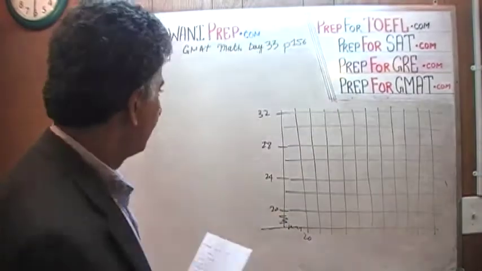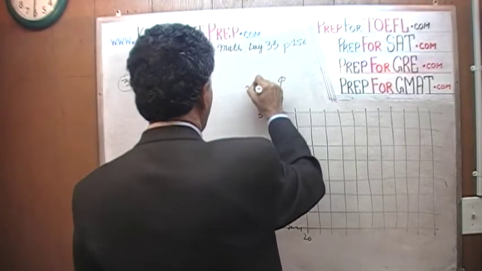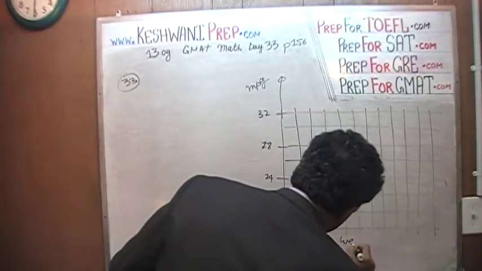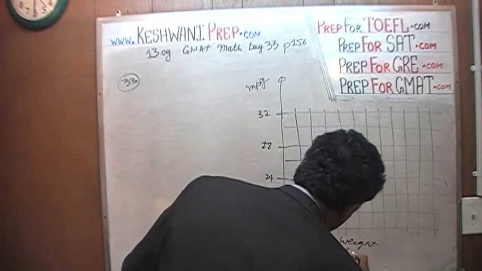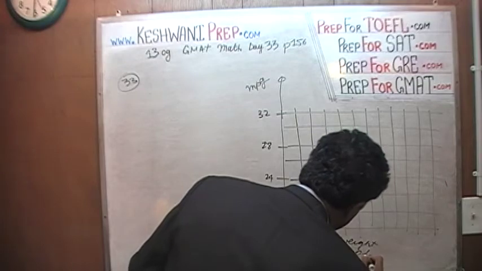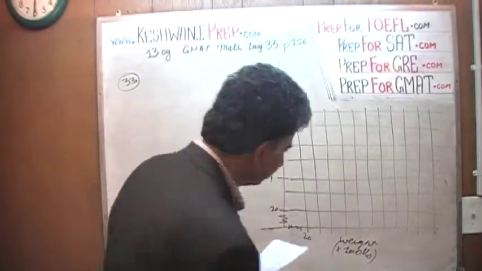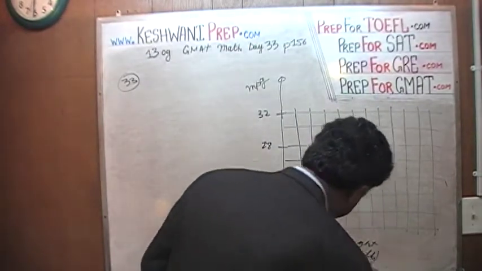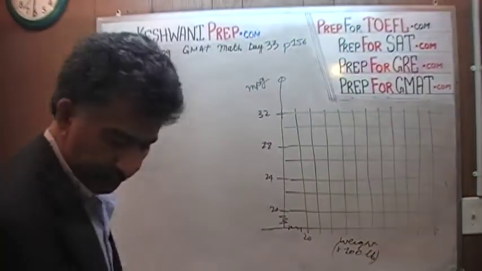On the vertical axis we have the fuel efficiency, so we are measuring miles per gallon. And of course on the horizontal axis we have the weight, weight in hundreds of pounds. Okay, let's get going then.